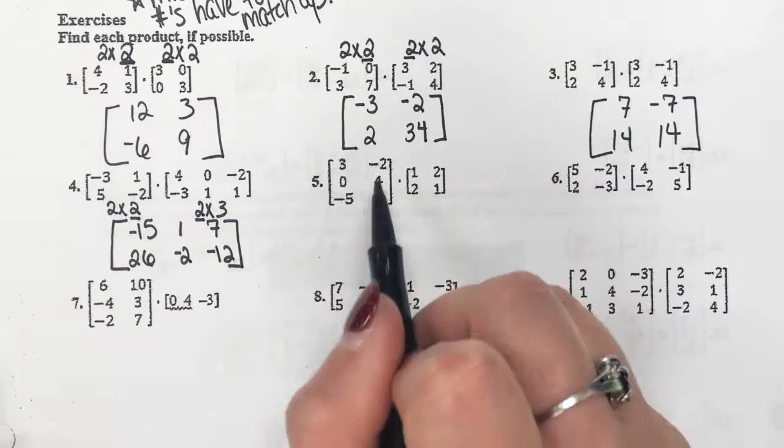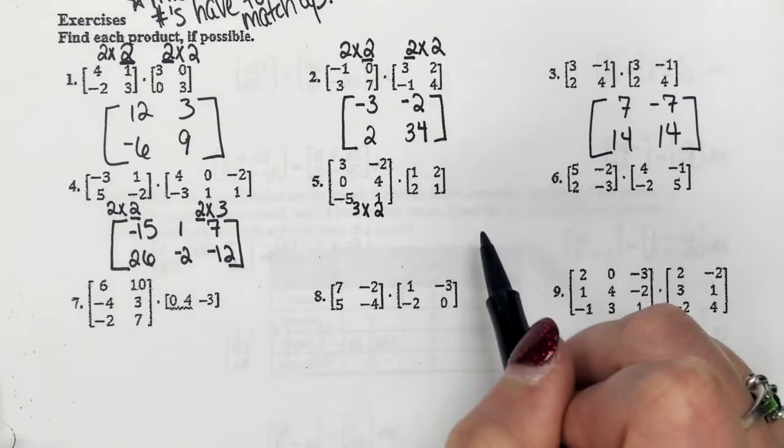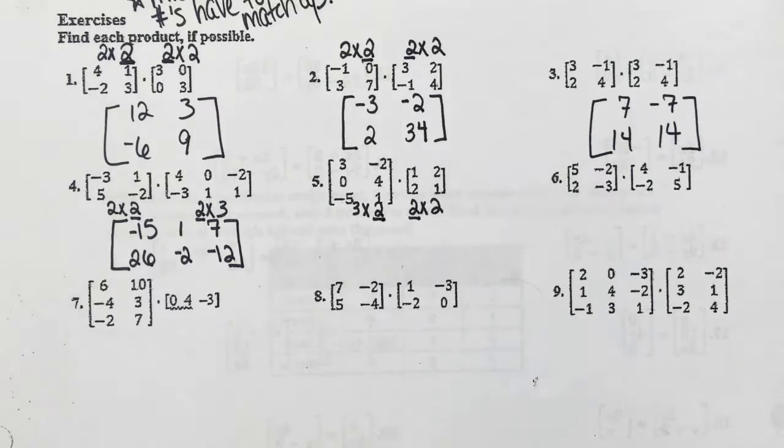All right, what about number 5? What's the size of this first one? 3 by 2 and 2 by 2. Very good. Do the middle two numbers match up? Yes, they do. All right, let's try this one more time. Y'all see if you can do number 5, okay? I'll make sure y'all are taking turns back and forth, okay?